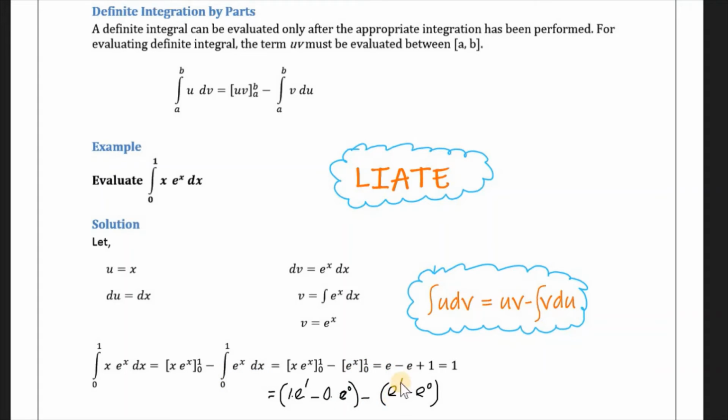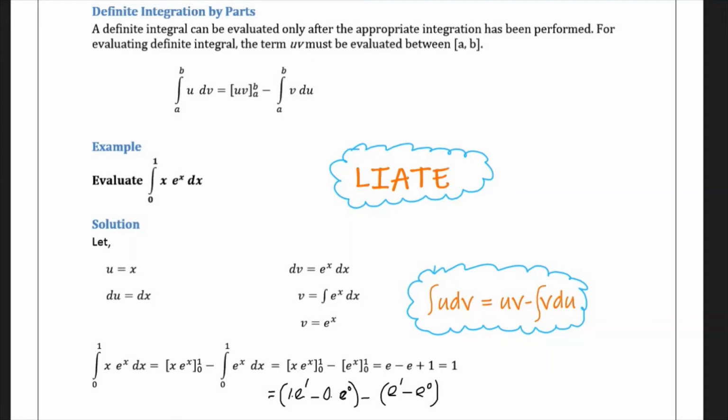replace the x as 1, e power 1, which is e, and minus e power 0, which is 1. So as we simplify, this is e, this is 0, this is minus e, and e power 0 is 1, so minus minus plus. As we simplify, we get the last answer there, which is 1.